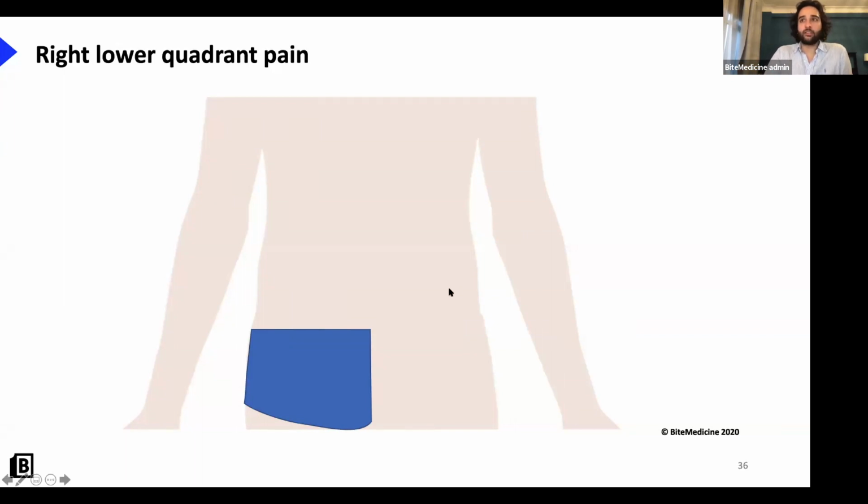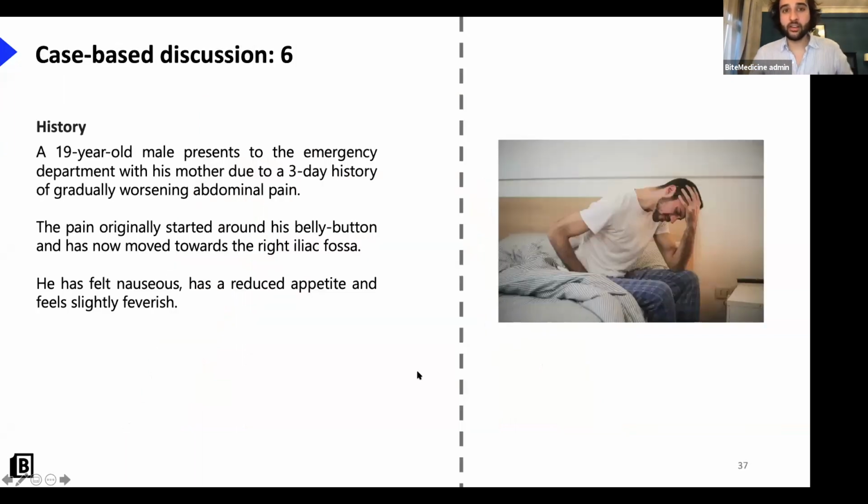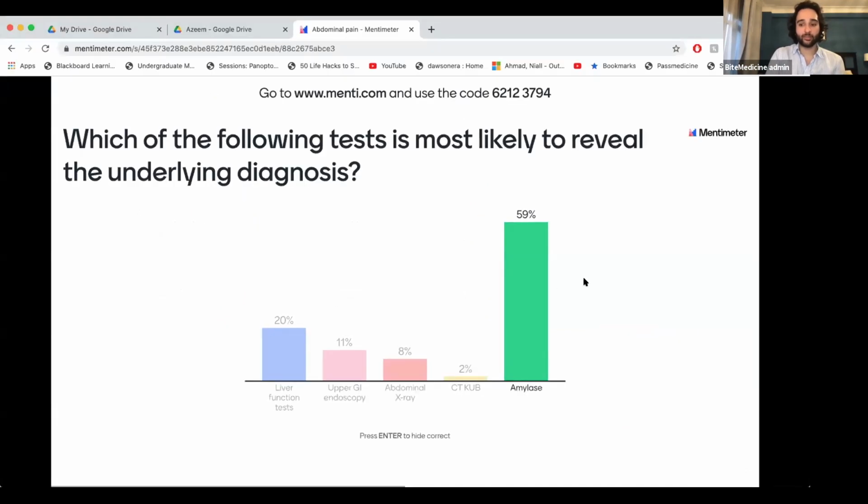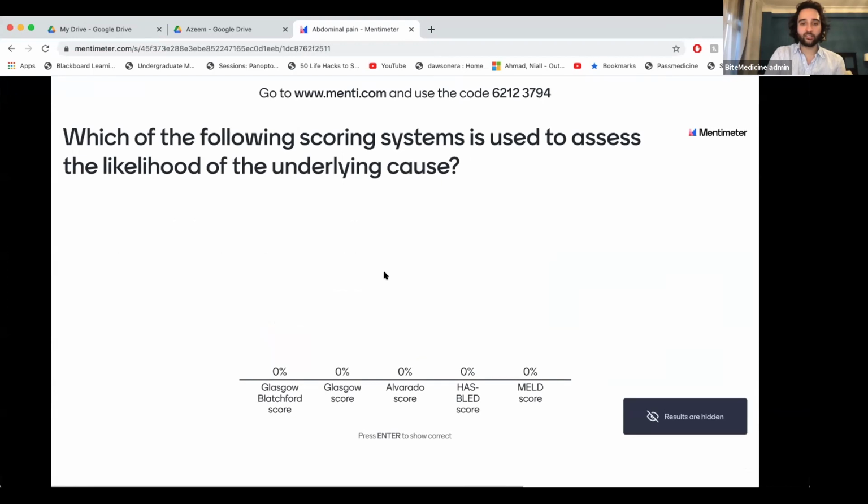So let's think about case-based discussion number 6. A 19-year-old male presents to the emergency department with his mother due to a 3-day history of gradually worsening abdominal pain. The pain originally started around his belly button, and has now moved towards the right iliac fossa. He's felt nauseous, has a reduced appetite, and feels feverish. I'm not going to patronize you and ask too many questions about the diagnosis, because from that history, it's a very characteristic history of the underlying condition.